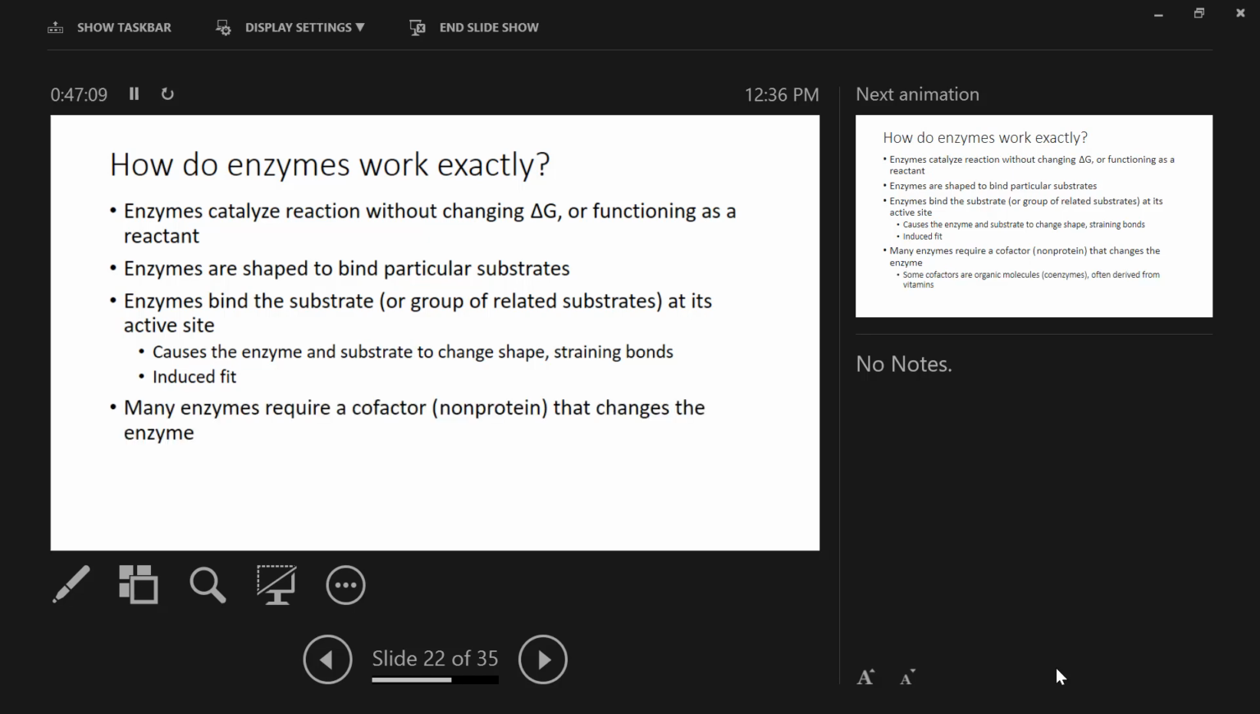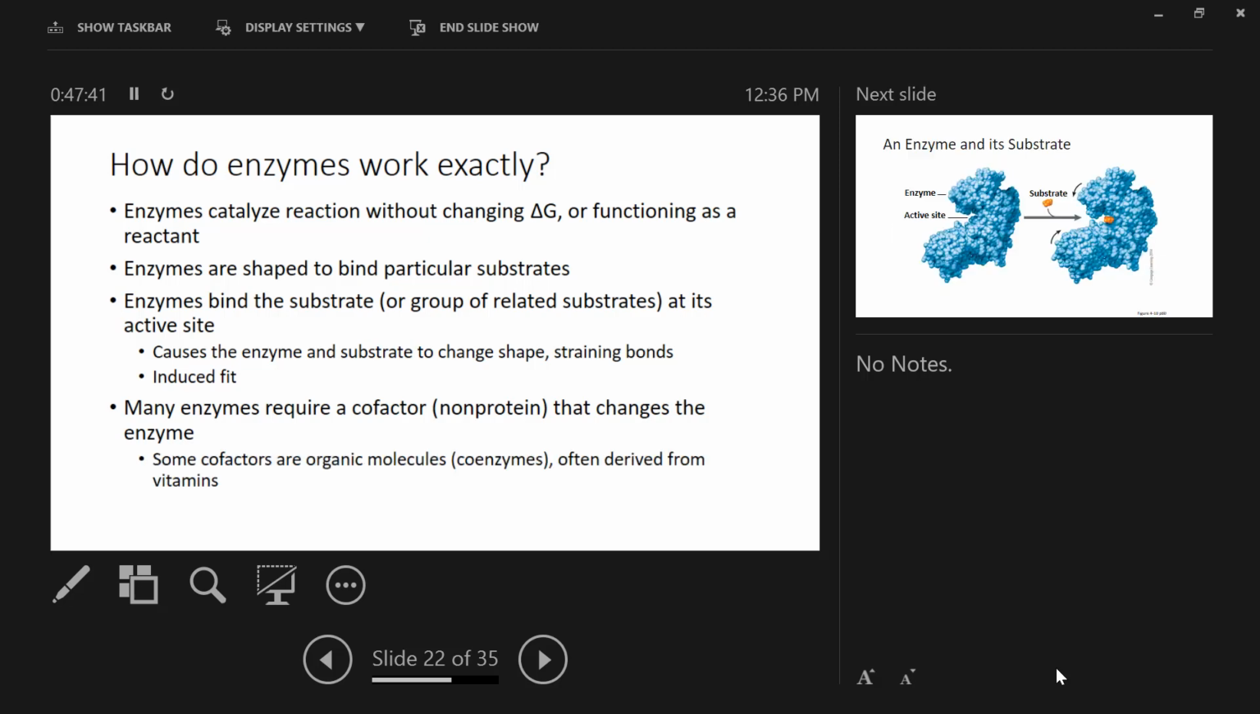Now, many enzymes are made and synthesized, but they are in an inactive state, so that the cell can prepare for a future event. The cell can make a lot of these enzymes, but the enzymes are in an inactive state until they have a cofactor. A cofactor tends to be a non-protein material that changes the enzyme and activates it. Some of these cofactors are organic molecules, and when they are, we call these coenzymes. A lot of these coenzymes are derived from vitamins. This is the reason why you need certain vitamins in your diet, because they activate enzymes that have to work. The enzyme can't work without that coenzyme, without that organic molecule.